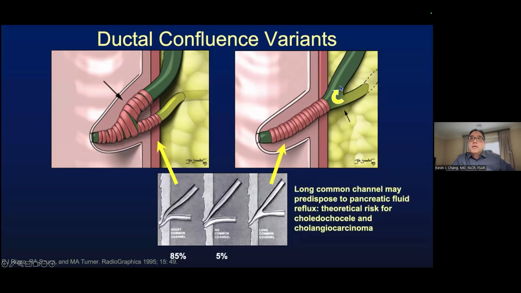And this can result in reflux of pancreatic fluid. At least the theory is that there may be reflux of pancreatic fluid, which can theoretically increase your risk for choledochoceles and cholangiocarcinomas, perhaps from chronic irritation of the biliary tree from pancreatic enzymes.